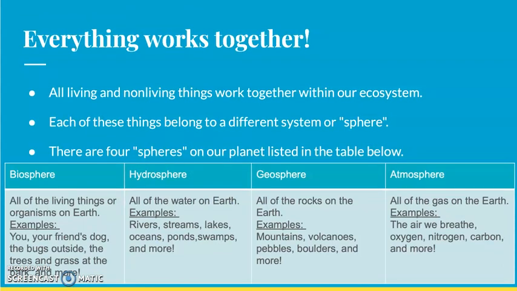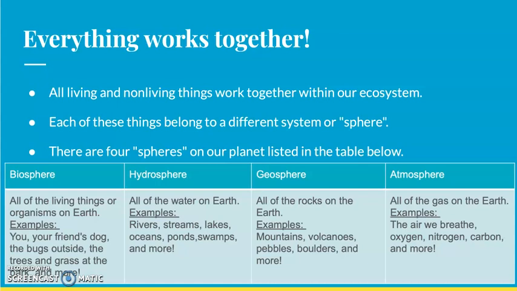So regardless if something is living or non-living, everything works together. All living and non-living things work together within our ecosystem. Each of these things belong to different systems or spheres. There are 4 spheres on our planet listed in the table below.